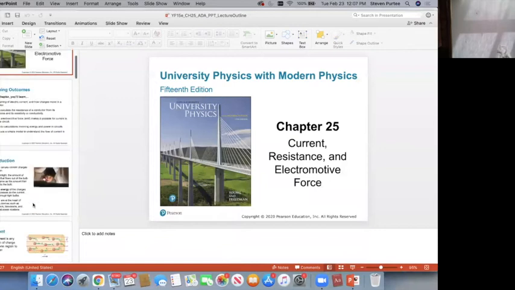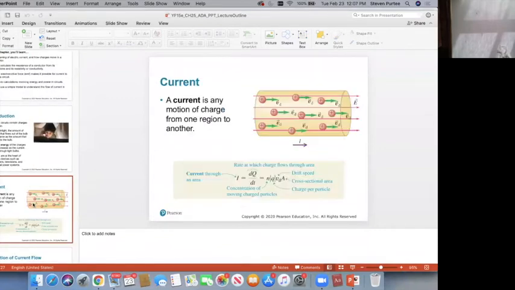Okay, so current is moving charge. Charge can move through pretty much anything. There's no such thing as a perfect resistor. So if we've got some kind of material, then we define current as the amount of charge that flows past a certain point per unit time.